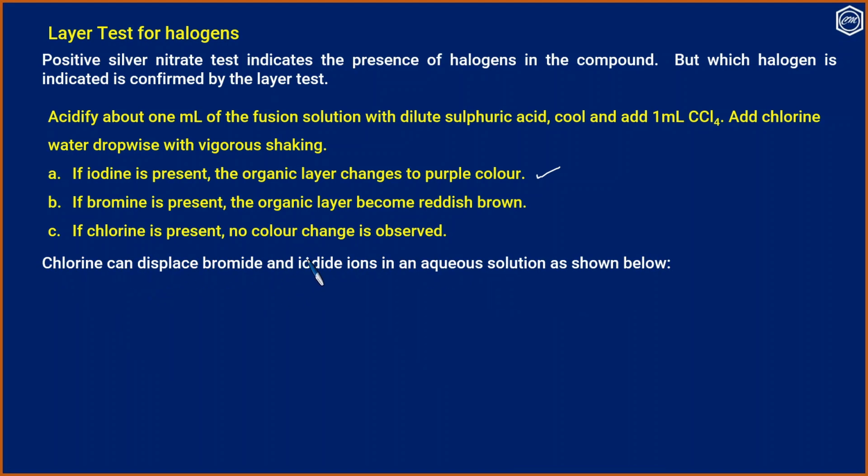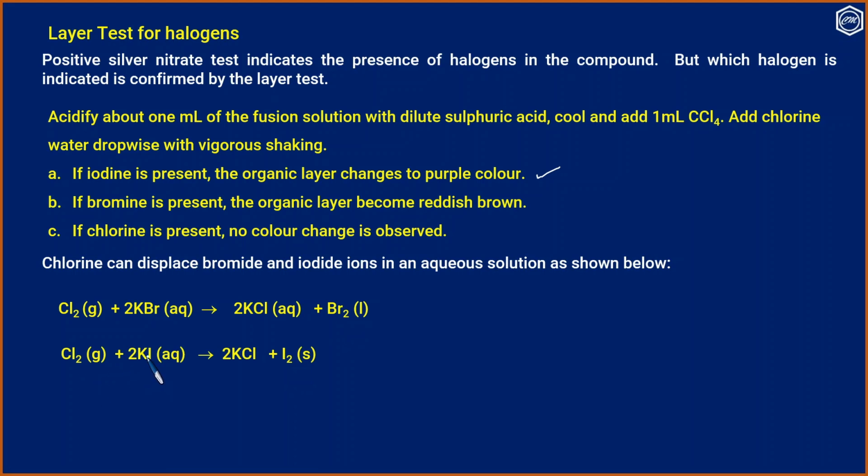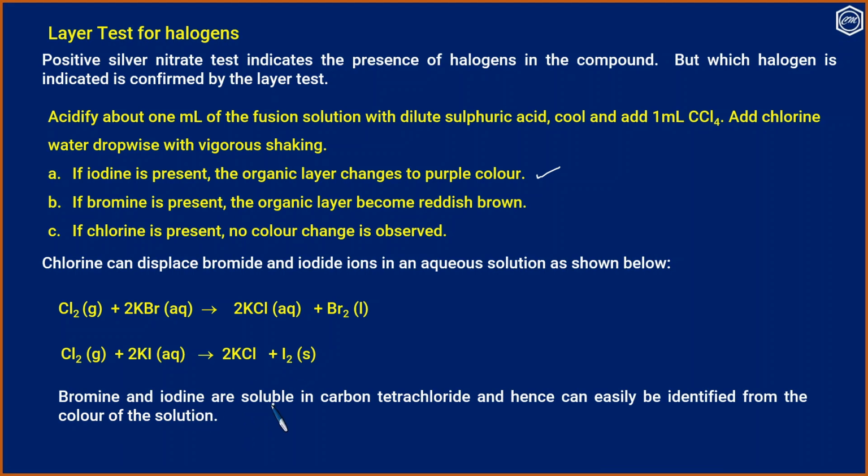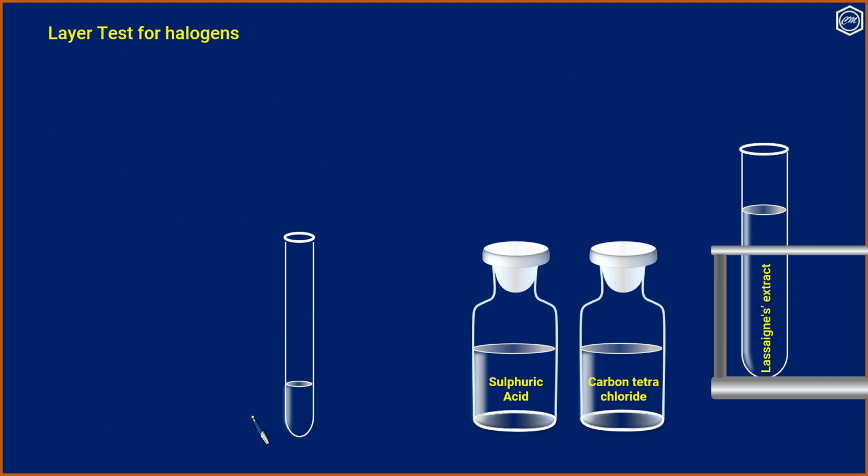Chlorine can displace bromide and iodide ions from their aqueous solution as shown below. So if it is KBr in aqueous solution, chlorine displaces bromine. Similarly, from potassium iodide, iodine is displaced. Bromine and iodine are soluble in carbon tetrachloride and hence can easily be identified from the color of the solution.